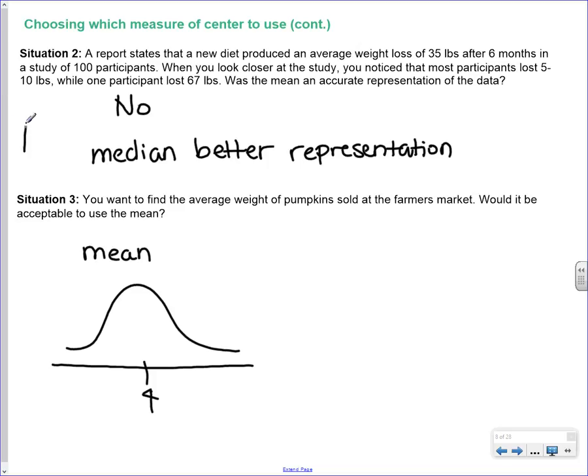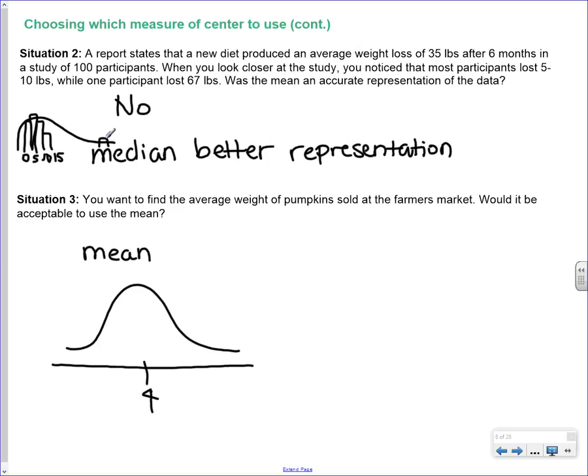Okay, so if we were to draw this out on a histogram, we're saying most people lost down here. Sorry, this is a terrible graph, but let's say this starts at 0, and 5 pounds, 10 pounds, 15 pounds. So most are losing this amount over here in our histogram. Then we have one person way over here that lost 67 pounds. So what has that created? Well, it's created that long right tail, which is a right skew distribution.